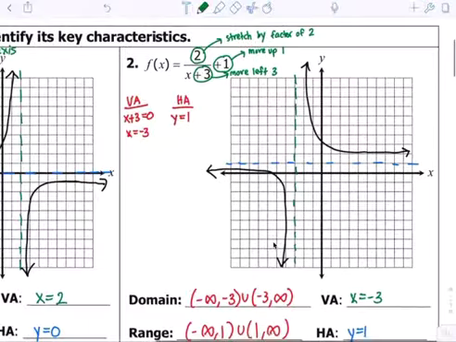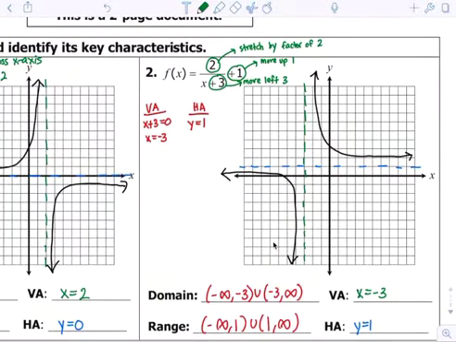Here's number 2. The 2 in the numerator means it's a stretch by a factor of 2. The plus 3 part means your vertical asymptote moved left 3 from the parent function. And that plus 1 means your horizontal asymptote moved up 1, which is why these are where your asymptotes are. Remember, it's in comparison to the parent function.